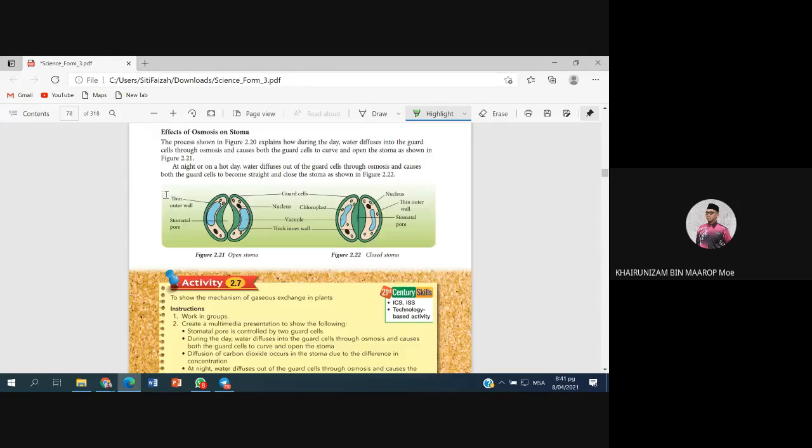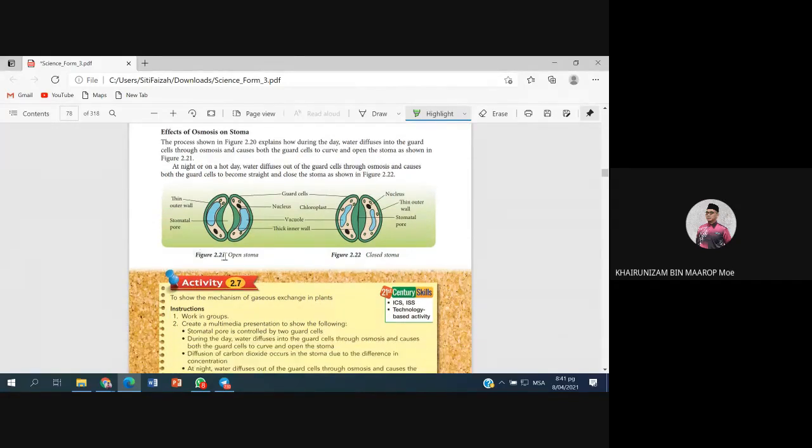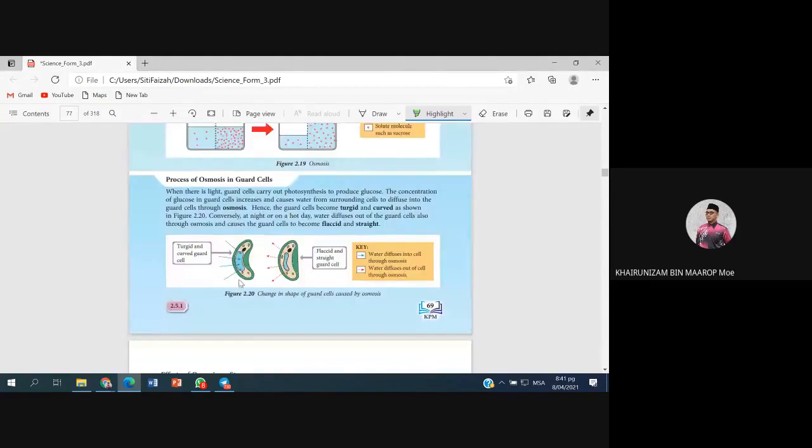So effects of osmosis on stoma. Effect of osmosis on stoma. The process shown in the figure. If you look at this one. Oh, figure this one.